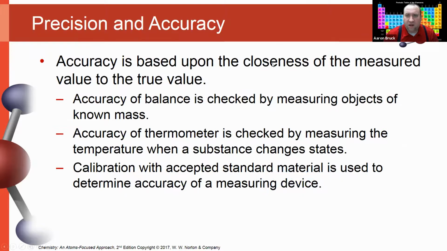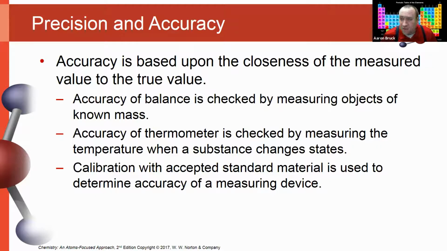Accuracy, on the other hand, is all about closeness to the true value. So if I have an object that weighs 25 grams, accuracy would be how well that balance tells me how close to 25 grams I am. And so we can run into those kinds of things with accuracy. Now, just because a measurement is accurate doesn't necessarily mean it's precise, and vice versa.